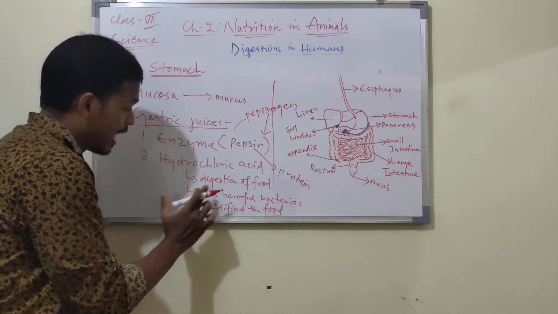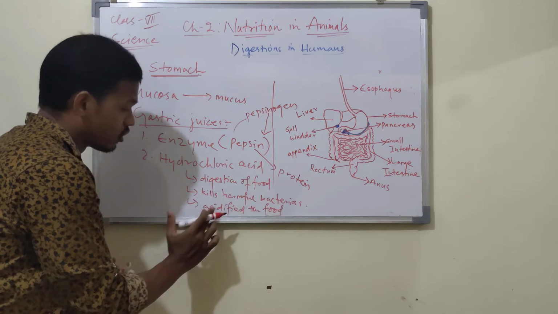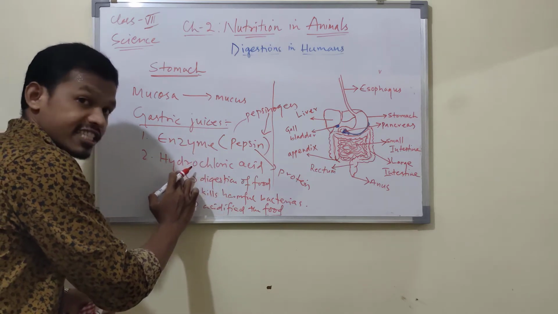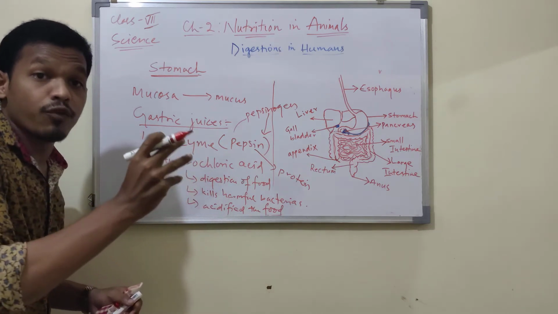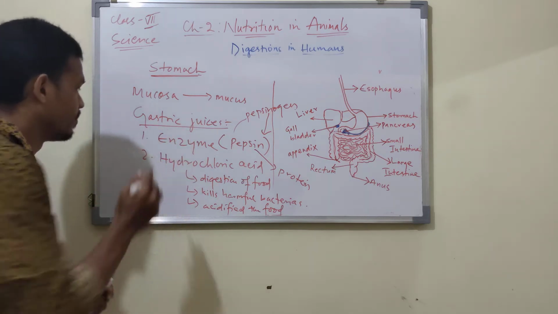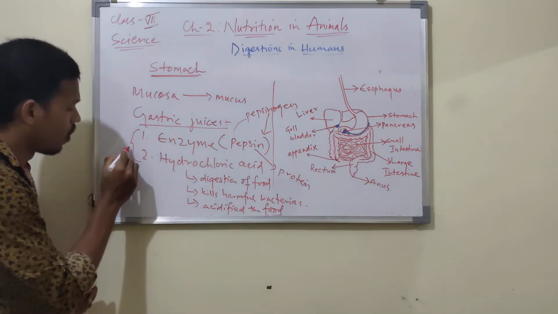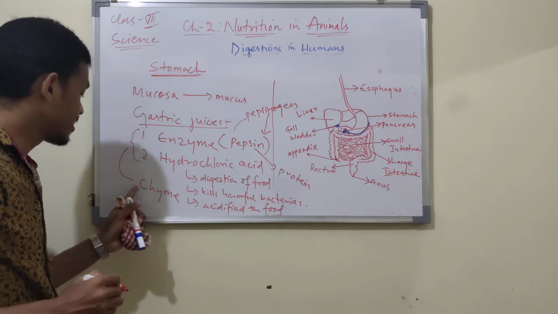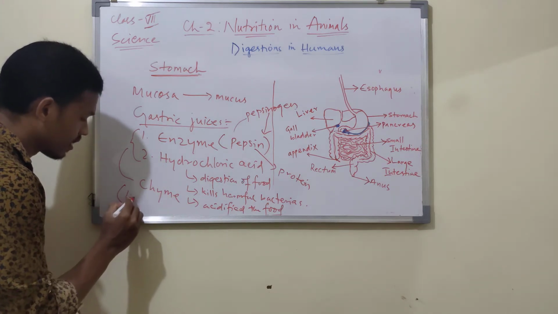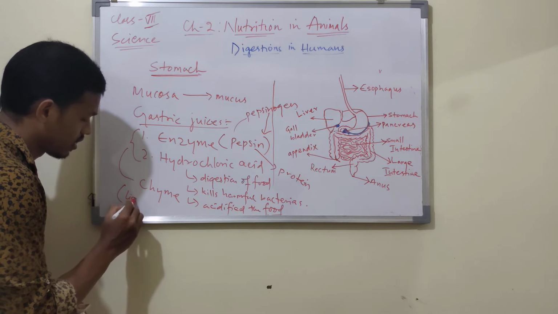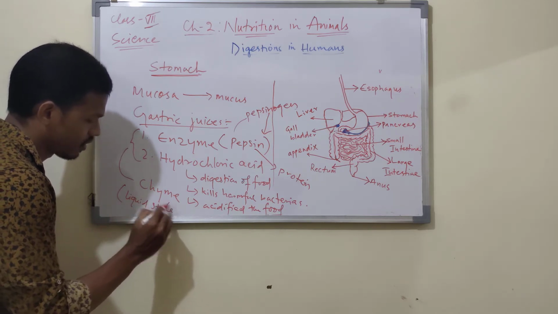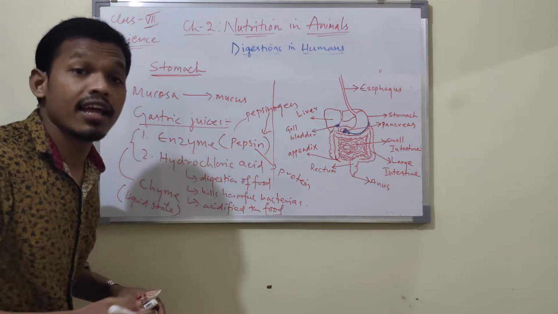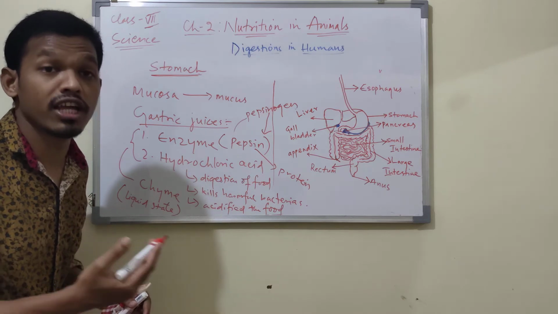Hydrochloric acid helps in digestion and churning of food, kills harmful bacteria, and also acidifies the food. The action of enzymes and hydrochloric acid and the churning of food make the food into a semi-liquid state called chyme. Then this chyme leaves the stomach and enters the small intestine.